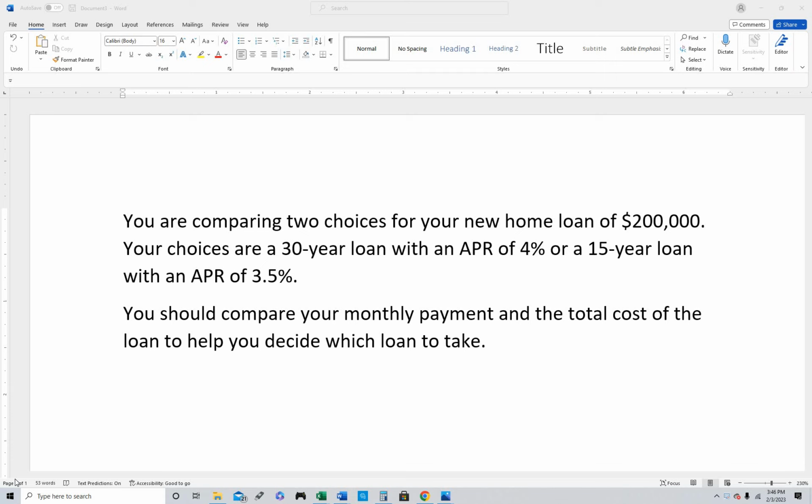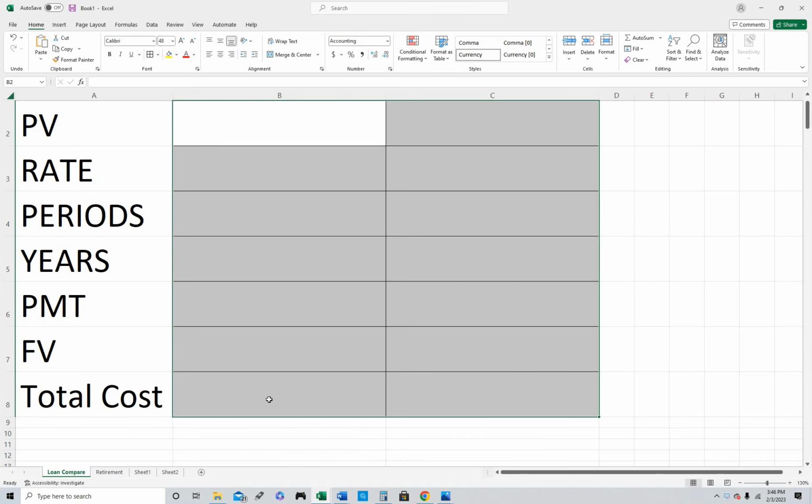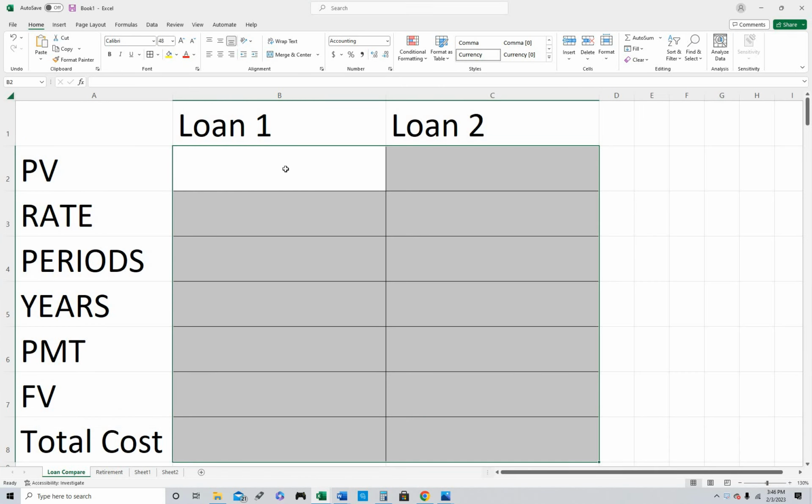You should compare your monthly payment and the total cost of the loan to help you decide which loan to take. So we're going to go over to our Excel spreadsheet. I'm using the one from my last video in which I used it for investments. We're going to still have a present value, a rate, periods, years, a payment amount, a future value, and the total cost of our loan.